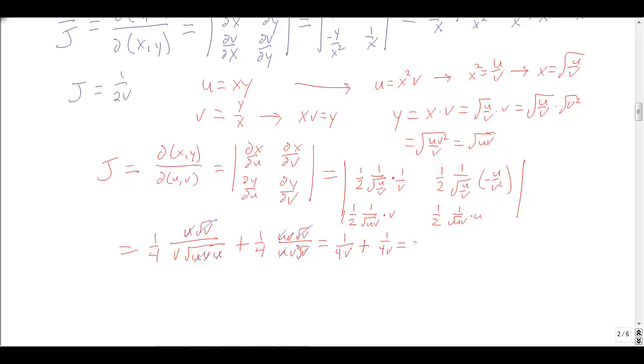You add these together, this is like 1/4 times 1 over v plus 1/4 times 1 over v. That's 1/2 times 1 over v. That's 1 over 2v, which is the same thing we got up here. So these match. Point being, we did this two ways. You only really need to do one.